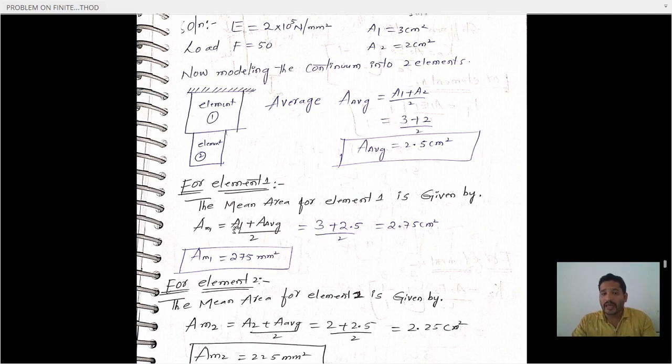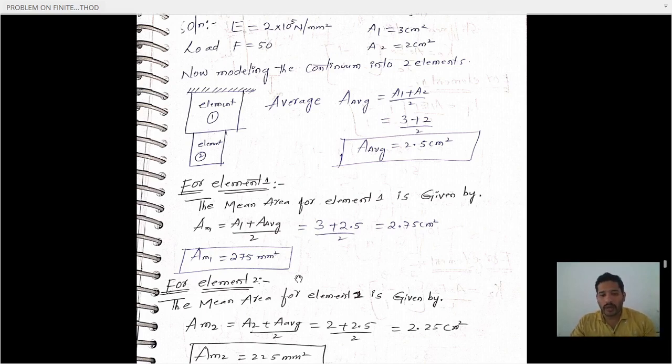So how much is the area? First area is given as 3. Average area is 2.5, by 2. Then you will get the value 2.75 centimeter square. If you want to convert to millimeter square, you just need to multiply by 100, then you will get 275 millimeter square. Clear dear?